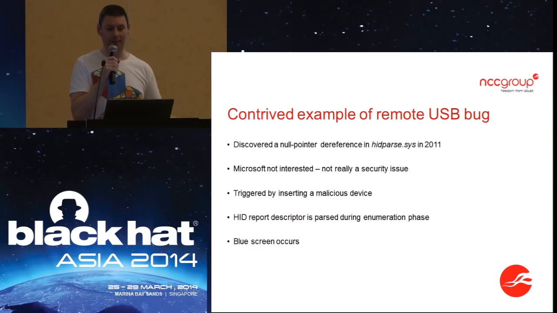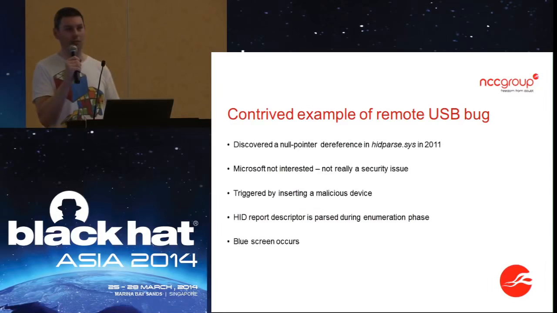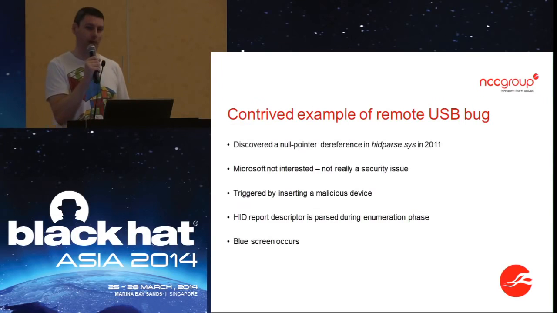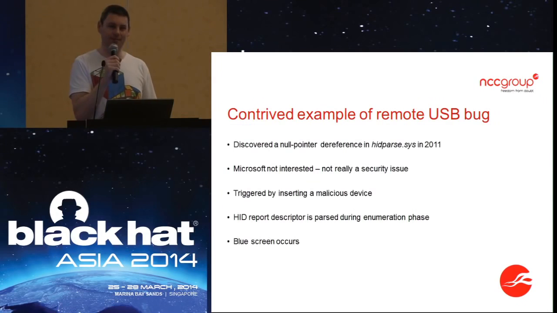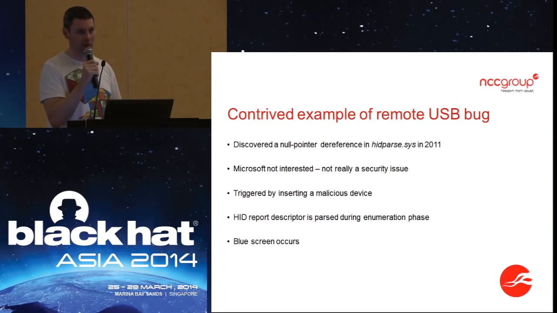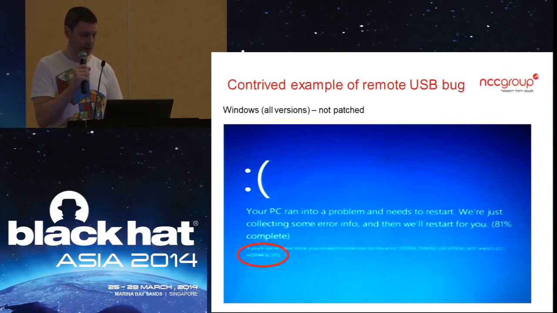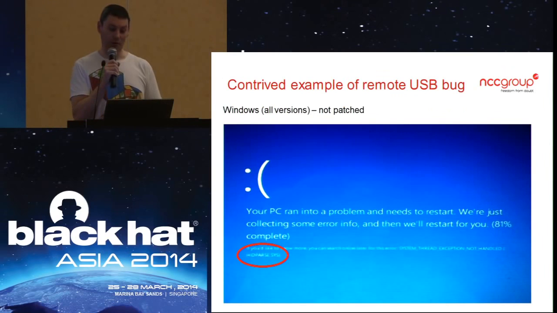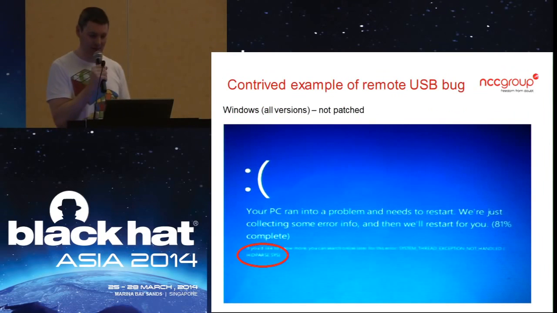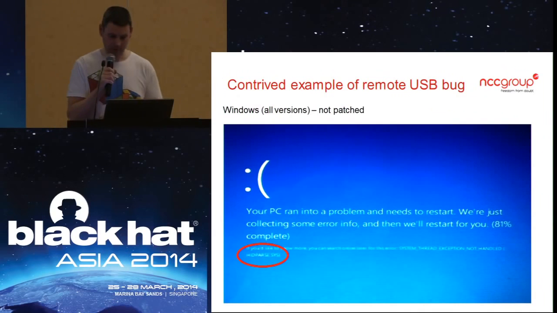Now, I sent this to Microsoft and they weren't particularly interested, and fair enough. I could plug in a device which will blue screen any Windows box, but it's a null pointer dereference. So it's not particularly exciting. It's not exploitable. I can't execute any code. I can just blue screen the box. You might as well just power the machine off if you've got physical access to it. However, oh yeah, and there's just a screenshot of a blue screen showing that hidpars.sys triggers, and every version of Windows is vulnerable to this.